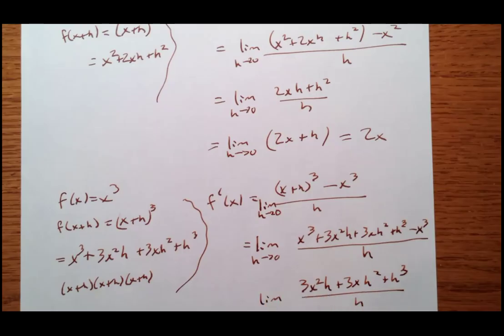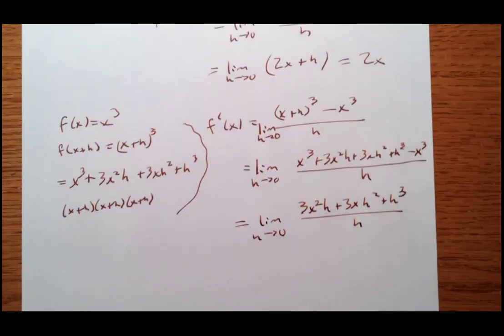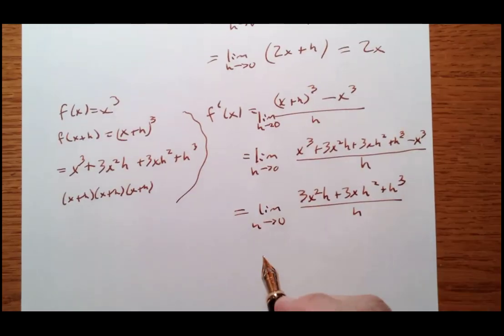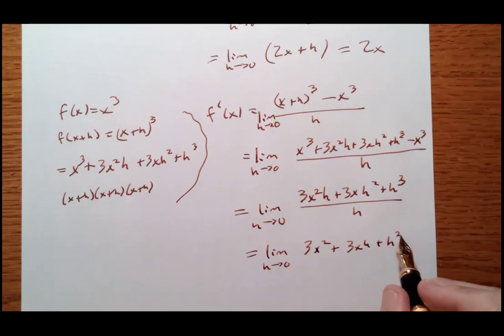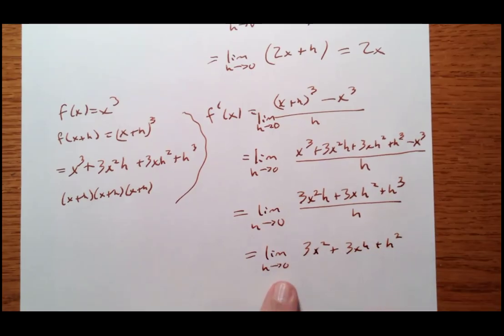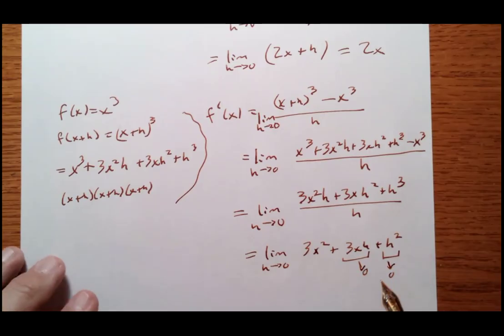And everything that's still there has an h in it. So I'll cancel that. 3x squared plus 3xh plus h squared. H is going to 0. That means that term goes to 0. That term goes to 0. And the only thing that survives has no h's in it at all, 3x squared.